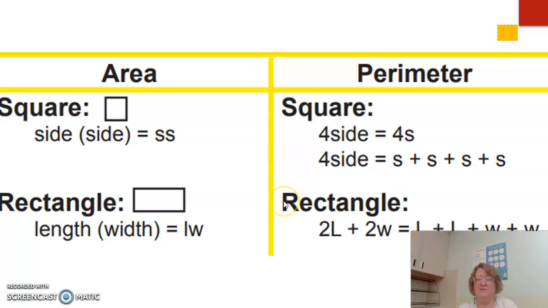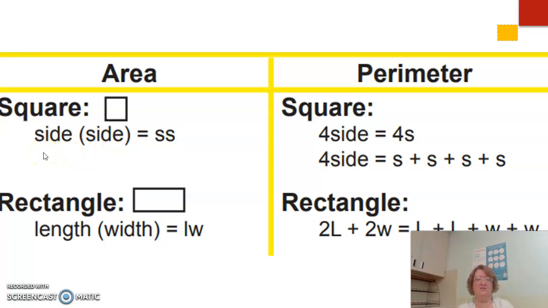Now let's move to the formula for the perimeter of a rectangle. Now let's say that. The perimeter of a rectangle is 2 times length plus 2 times width. Let's say that one more time. The perimeter of a rectangle is 2 times length plus 2 times width.